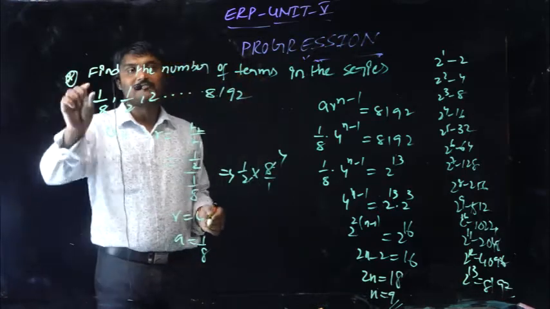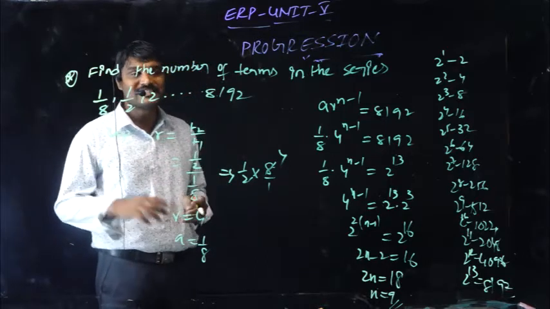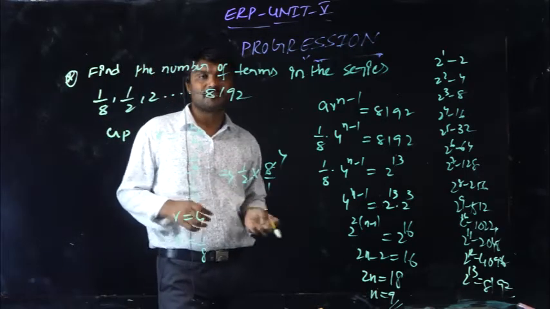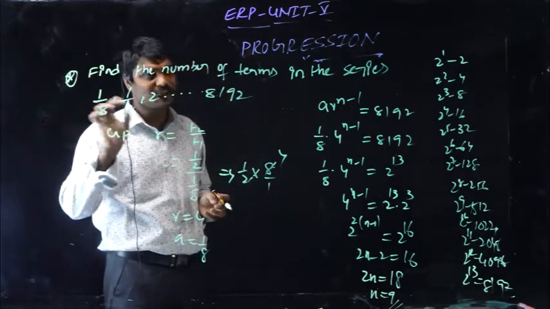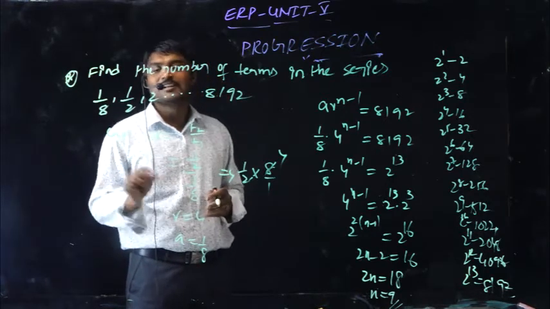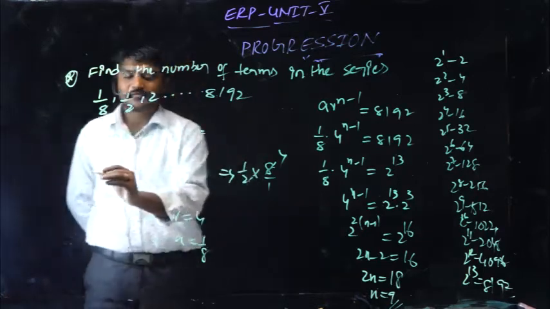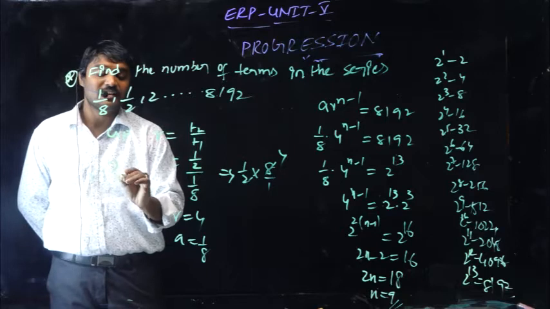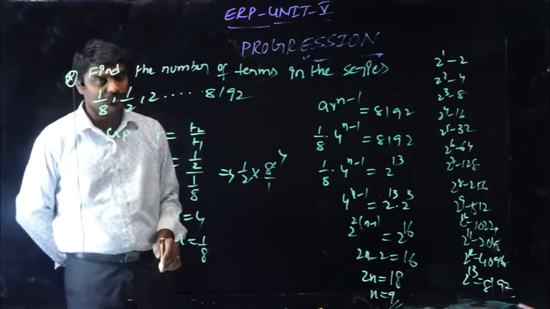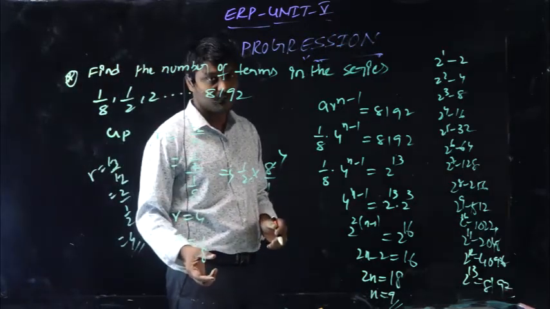So here find the number of terms in the series 1 by 8, 1 by 2, 2. We should find whether this series is arithmetic progression, geometric progression or harmonic progression. So this series is geometric progression. In geometric progression, nth term is a into r power n minus 1. So r equal to t2 by t1 or t3 by t2. If you take t3 by t2, that is 2 by 1 by 2, so this is 4. Common ratio r equal to 4. So a equal to 1 by 8.